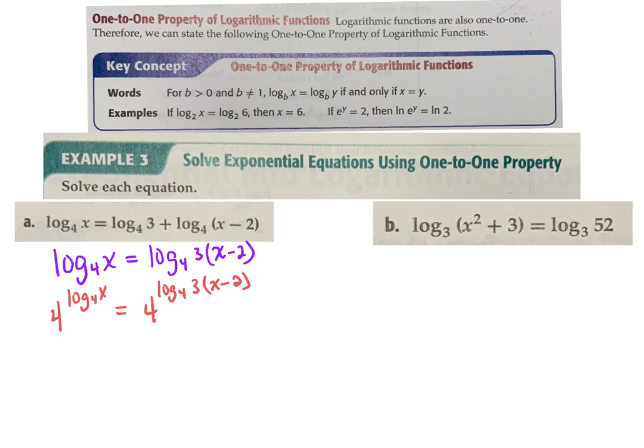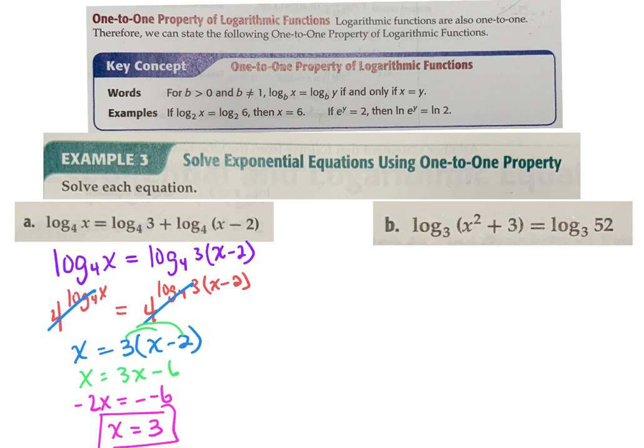So this is actually really simple to solve these. My 4s cancel here. My base 4 cancels here. I get x equals 3, x minus 2. Distribute, solve, right? So I'm just going to distribute this guy. x equals 3x minus 6. Subtract 3x over. Negative 2x equals negative 6. Divide by negative 2. x equals 3.